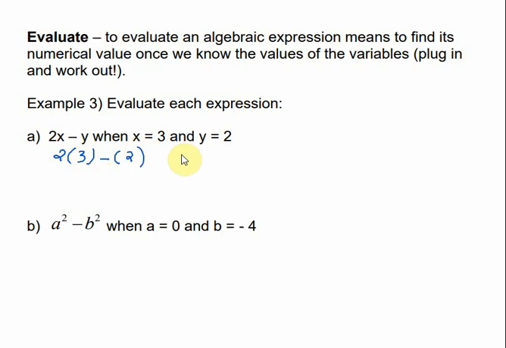Then we have to make sure that we follow order of operations to solve. Since we're following order of operations, we know that we need to multiply before we add or subtract. So we're going to multiply 2 times 3, and we get 6 minus 2, which is 4. And that's it.